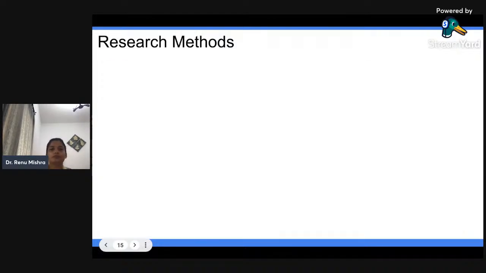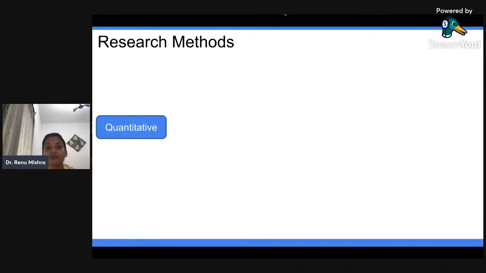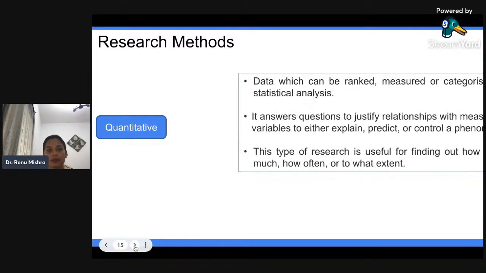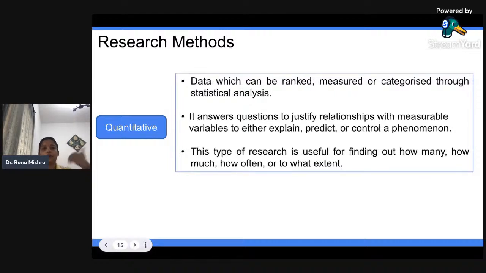All right. Now, coming to the next set of research methods, which is called quantitative research methods. Can anybody tell me about quantitative research? What are quantitative research methods? Can anybody tell me quickly? All right, please keep on typing in the chat. All right, guys, please.